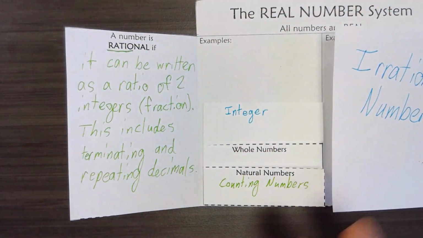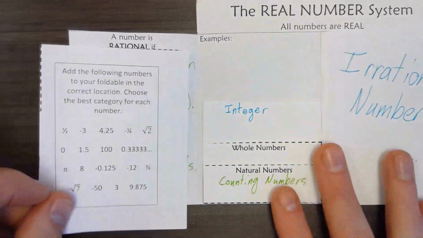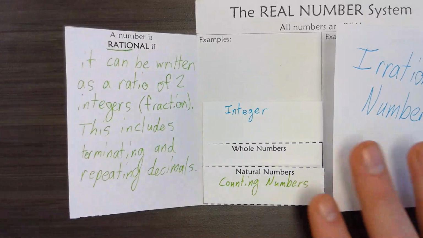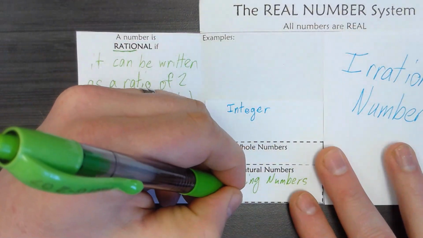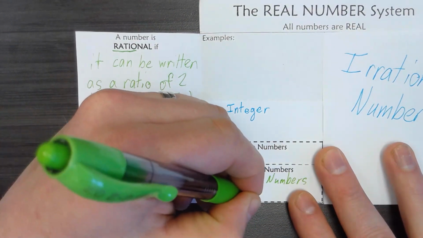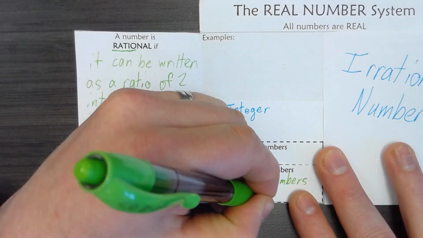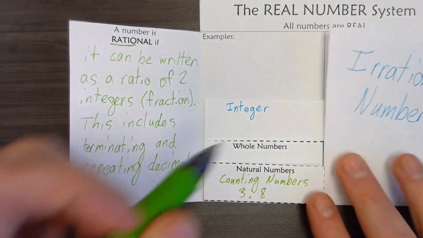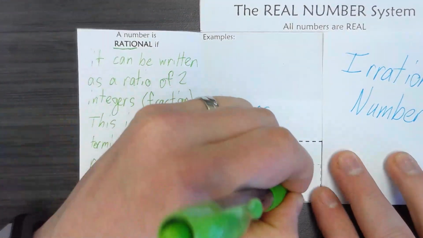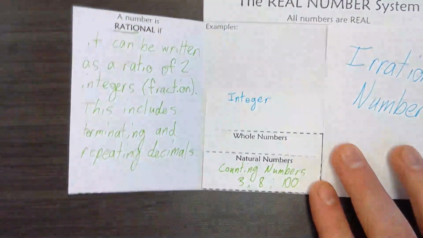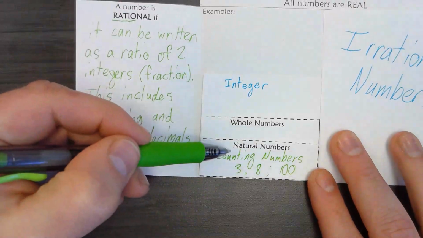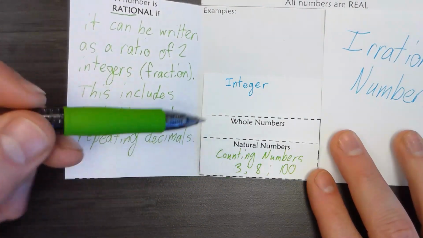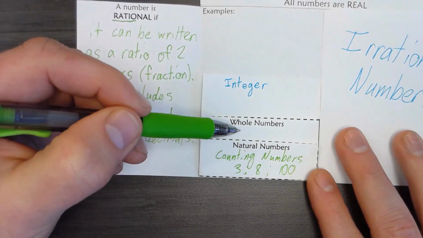For instance, on our little sheet right here, I see 8 is a counting number, 3 is a counting number. Those are rational numbers. 100 is also on here. That's a counting number. Okay? In kindergarten, you learned these numbers. You didn't know that they were rational numbers, but they are.